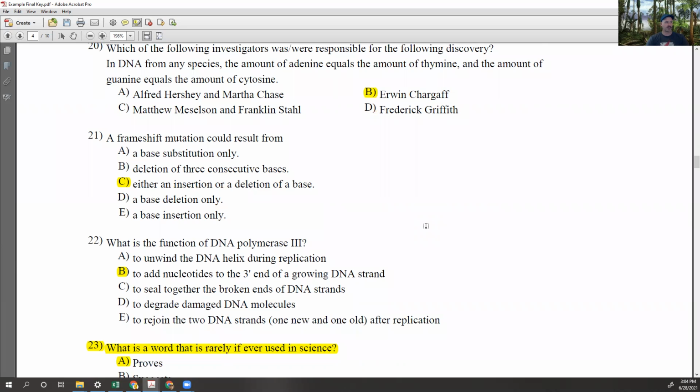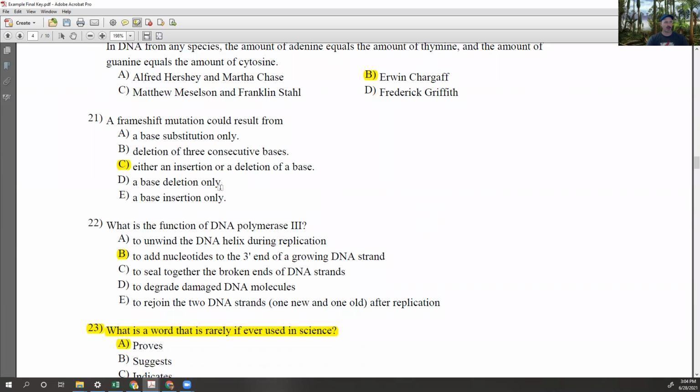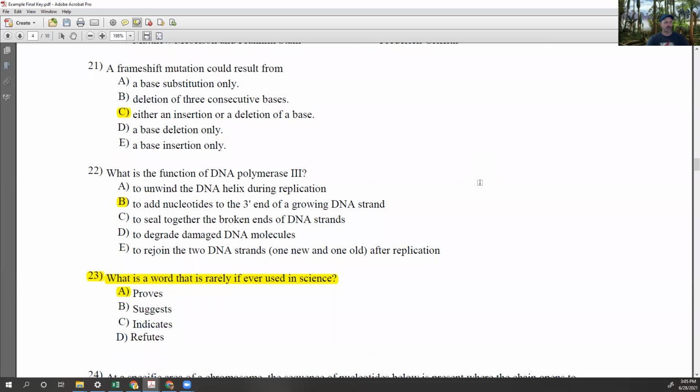21, a frameshift mutation could result from, and there's a whole bunch of options there. The best answer there is either an insertion or a deletion of a base. A base substitution does not cause a frameshift mutation. That's when you have a T and then it switches to an A or something. That is just a simple point mutation. But if you have a deletion or insertion, those can cause frameshift mutations.